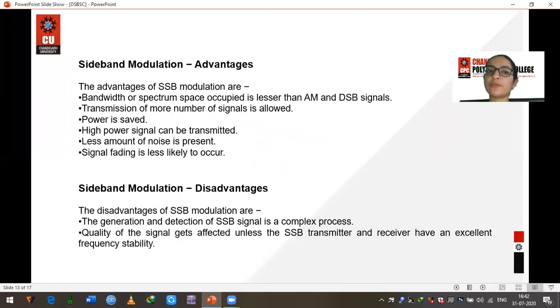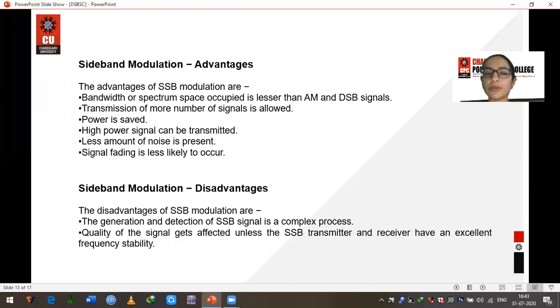So what are the advantages of SSB? Its bandwidth or spectrum space occupied is less than AM and DSB signals, and transmission of a greater number of signals is allowed. Power is saved in this, and high power signals can be transmitted. Less noise will be present, and signal fading is less likely to occur.